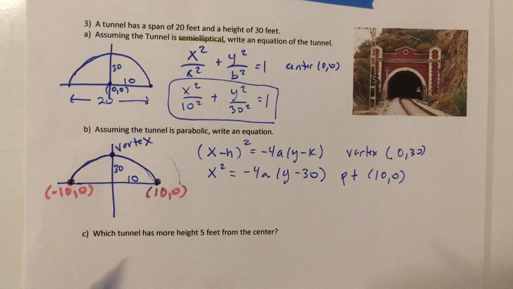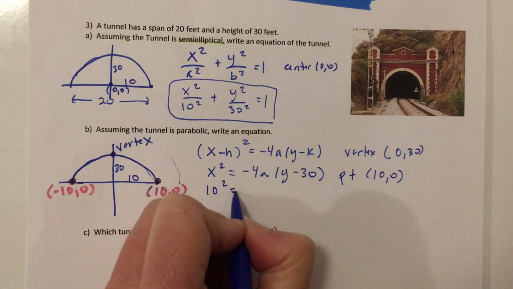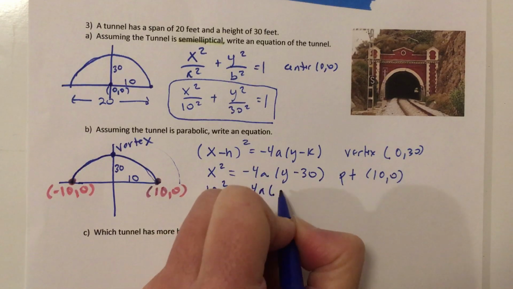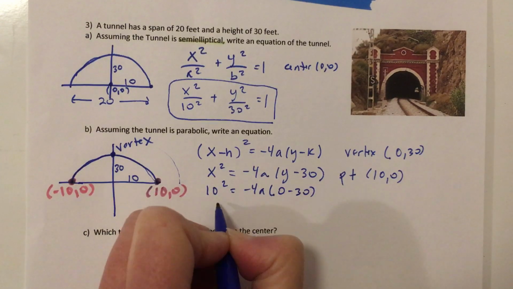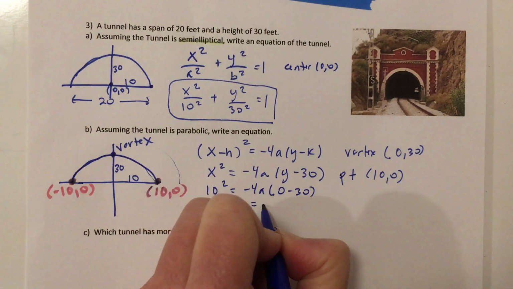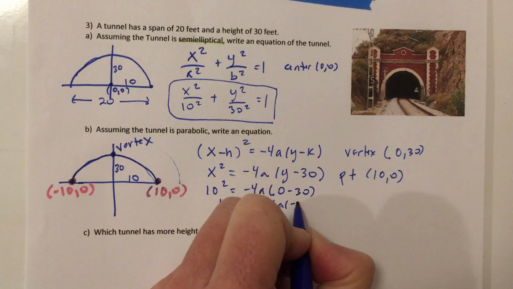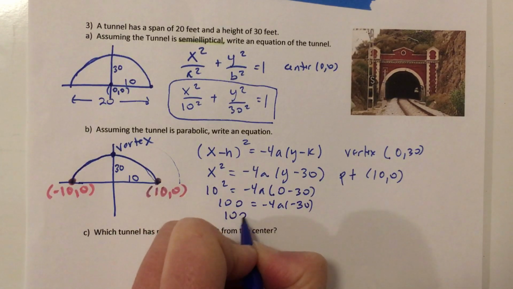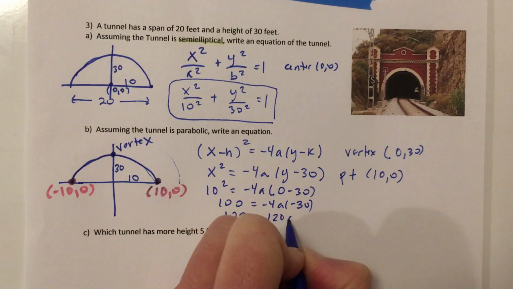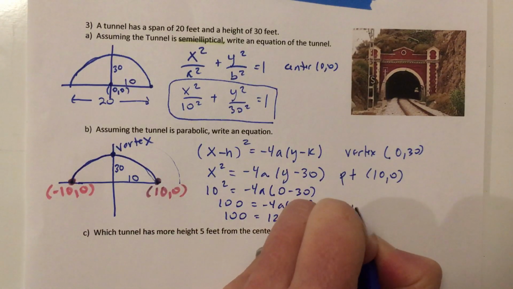So I'm going to use the point 10, 0. That means I plug in 10 for x, and I plug in 0 for y, and I get 100 equals negative 4a times negative 30. So 100 equals 120a. So a equals 100 over 120.